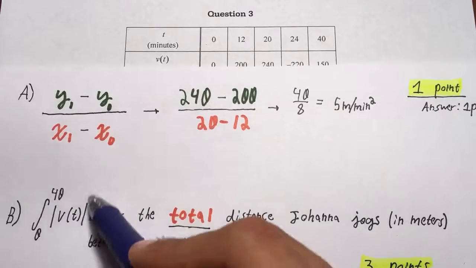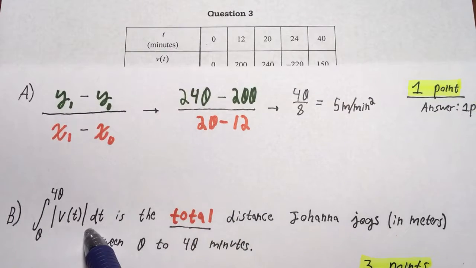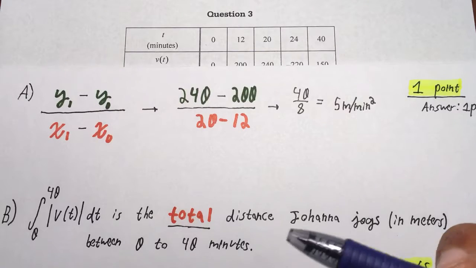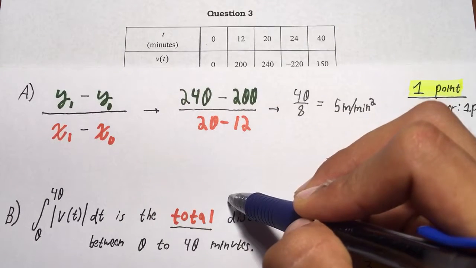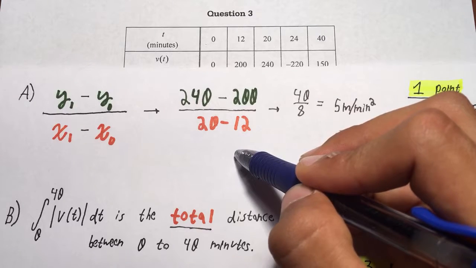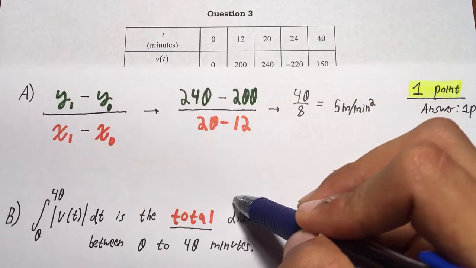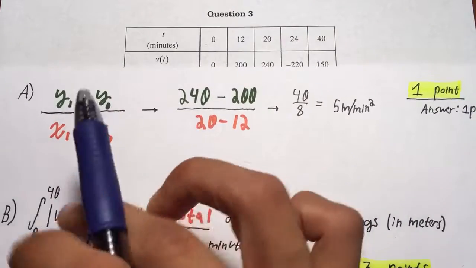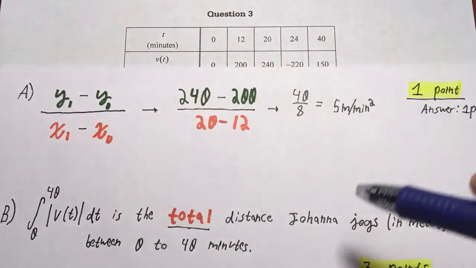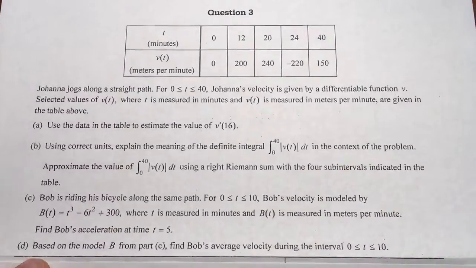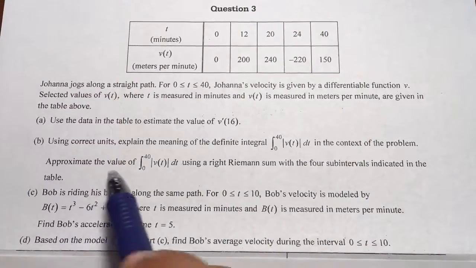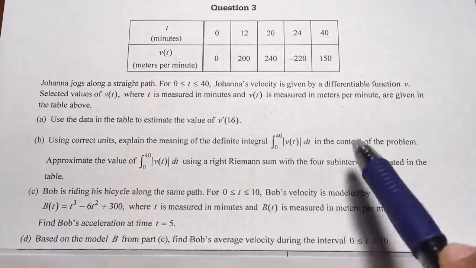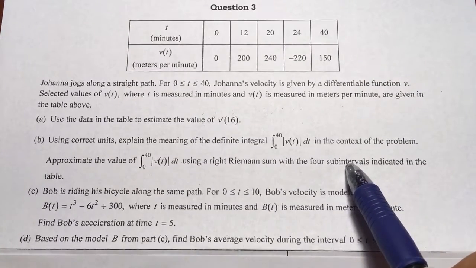But really, these absolute values make a difference. If there was not an absolute value, then it would simply help explain where the new position was. So if I ran 5 miles north and 5 miles back south, distance traveled with the absolute value would be 10 miles, but my position without the absolute values would be 0. Now, that's not all they're asking for. Part B is also asking for us to estimate a right Riemann sum with four subintervals.